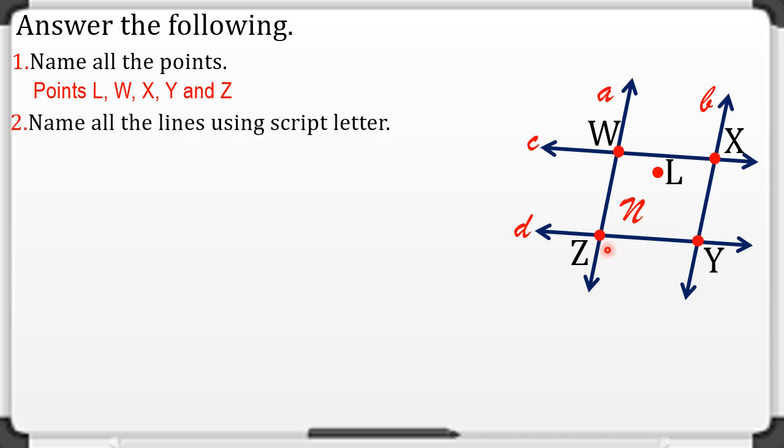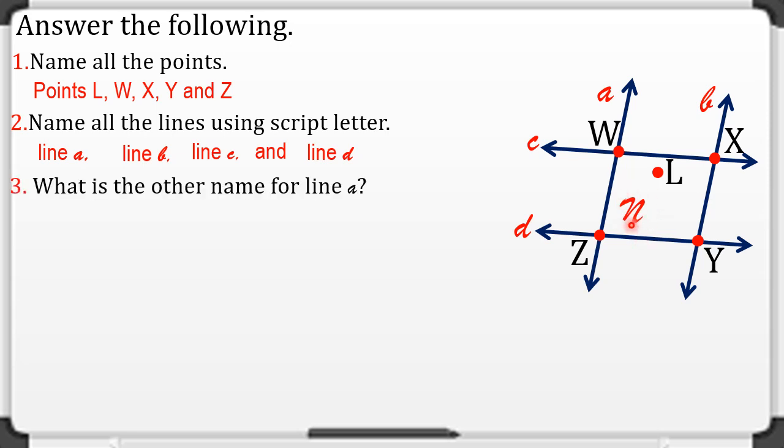Number 2, name all the lines using a script letter. So we have here line A, this line, and then line B, line C, this line, and line D. Okay, so there is another one script letter, but it's not a small script letter, and there's no line representing this script letter.